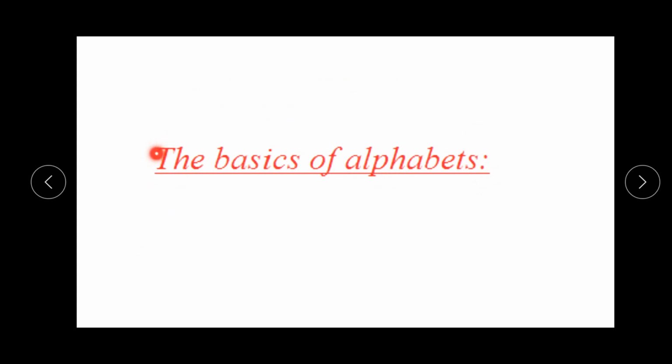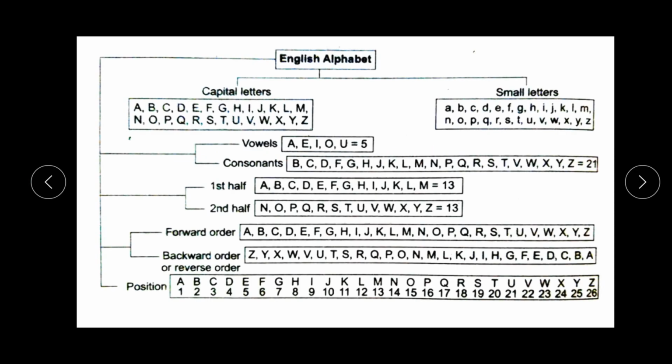The basics of alphabets. We all know about the alphabets, but there is some more information about alphabets, like capital letters and small letters. The capital letters are of this shape and small letters are of this shape. In the English alphabets, these are the vowels, which are 5: A, E, I, O, U, and these are the consonants, which are 21.